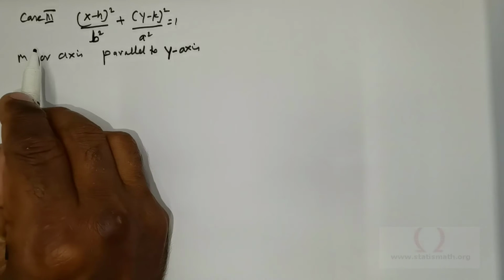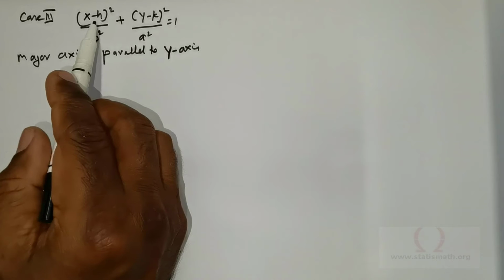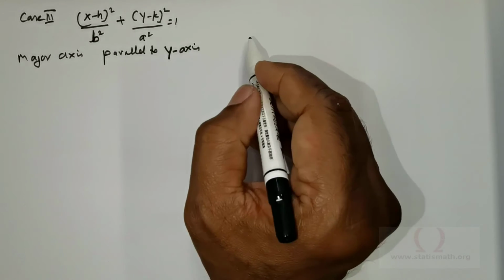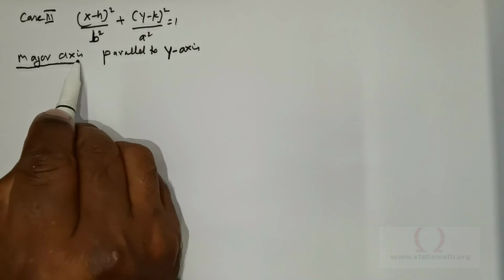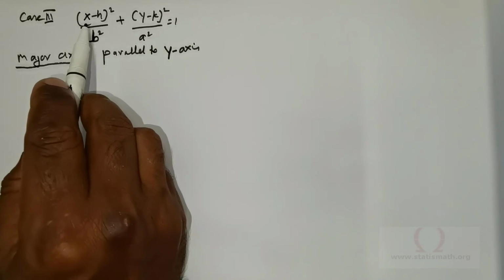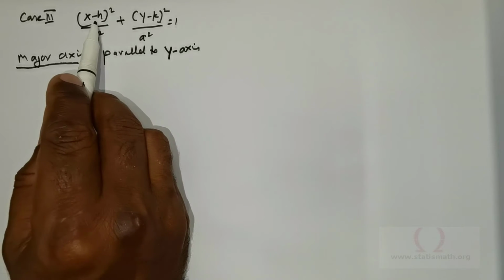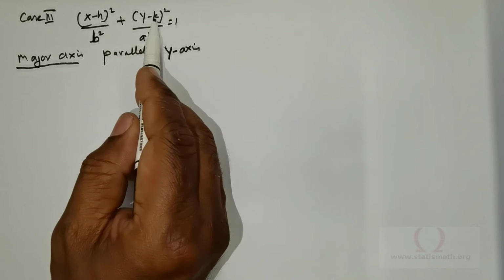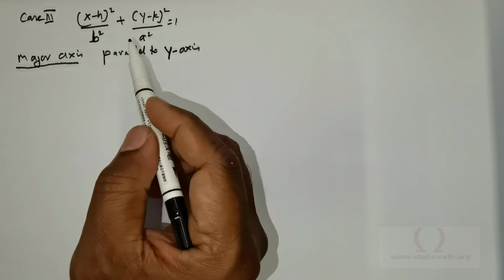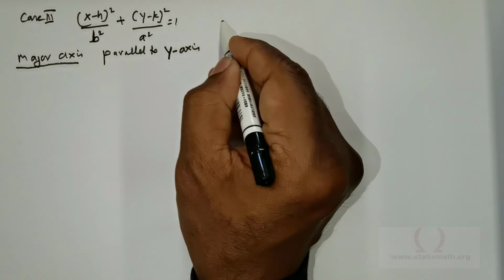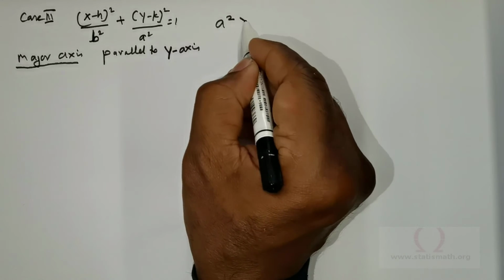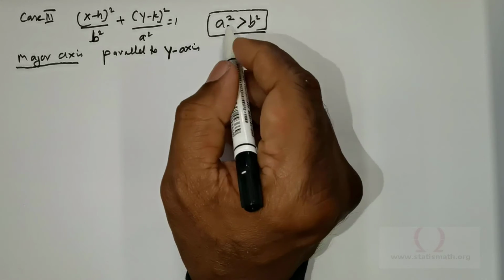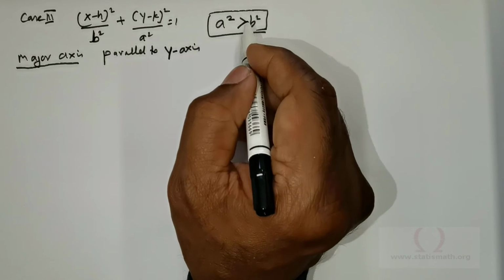Students, this is the next case. The shape of the ellipse will be vertical instead of horizontal, the reason being the major axis is parallel to the y-axis. The form is (x minus h) raised to the power 2 divided by b squared, plus (y minus k) raised to the power 2 divided by a squared, is equal to 1. In all of these cases remember that a squared is greater than b squared. In all of the cases that we have studied thus far, a squared is always greater than b squared.